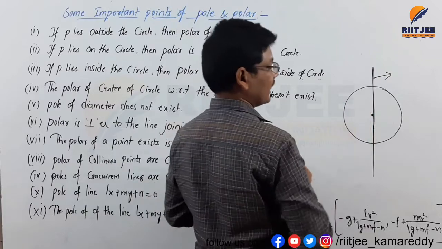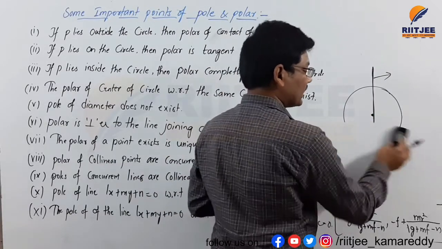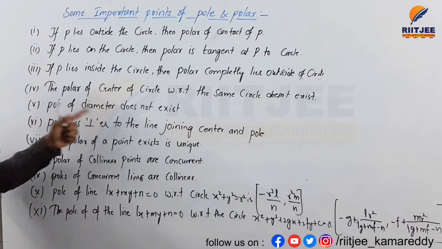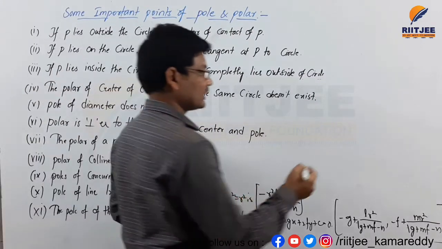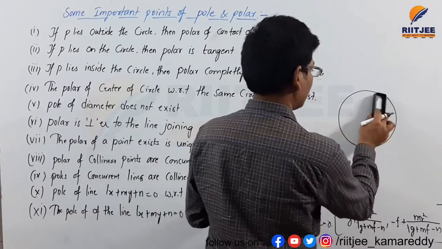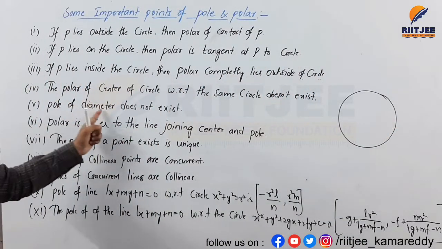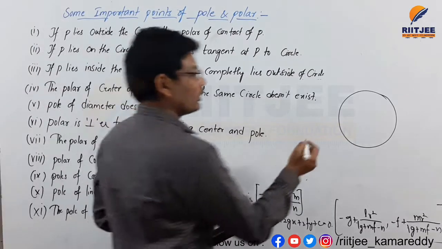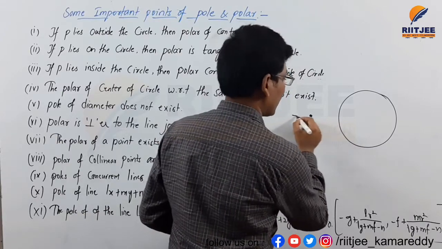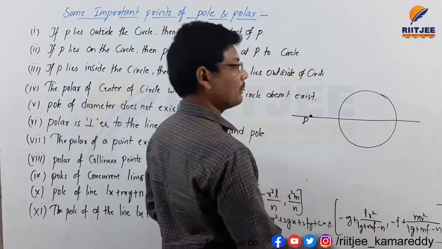There does not exist any polar at the center of the circle. This is called the fourth point. And the pole of a diameter does not exist. If you draw a circle, the polar of a diameter does not exist.